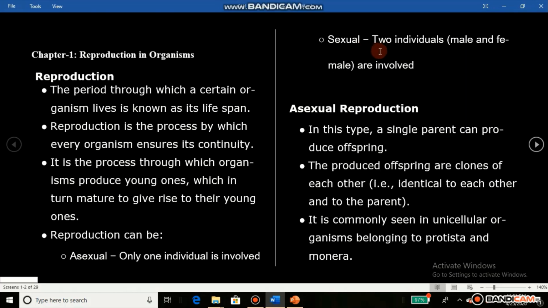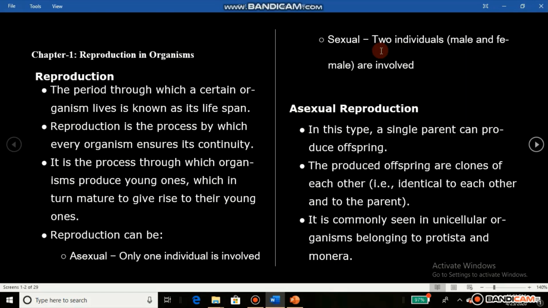There is a requirement or involvement of two individuals, male and female. Before, I told you it is the mode of reproduction where gametes are involved. Gametes are necessary, and those gametes come from the male or female body. The male and female gametes will fuse and form a structure known as the zygote, and that zygote will develop to become an organism.